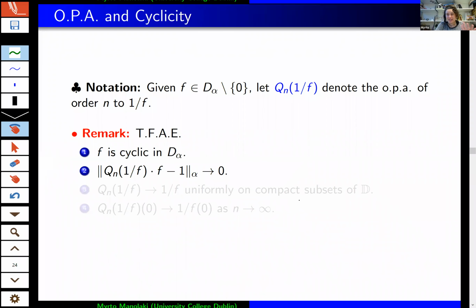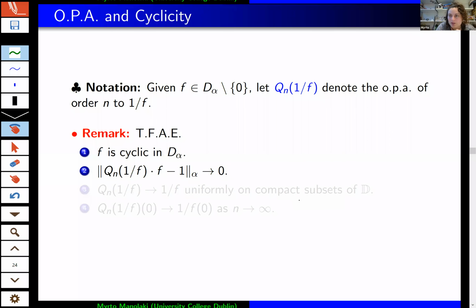So what I'm going to say now, as I said, the motivation was the concept of cyclicity. It is natural that we cannot compute optimal polynomial approximants because they fully resolve a very difficult problem, namely the characterization of cyclicity. So from now on, this is one of the few definitions or notations that you need to remember. By Qn of 1 over F, I mean the nth optimal approximant to 1 over F.